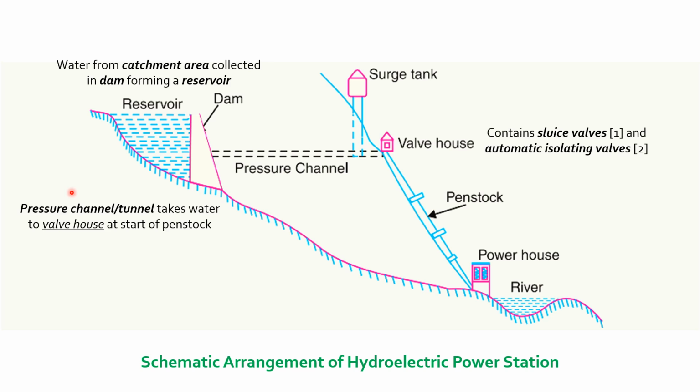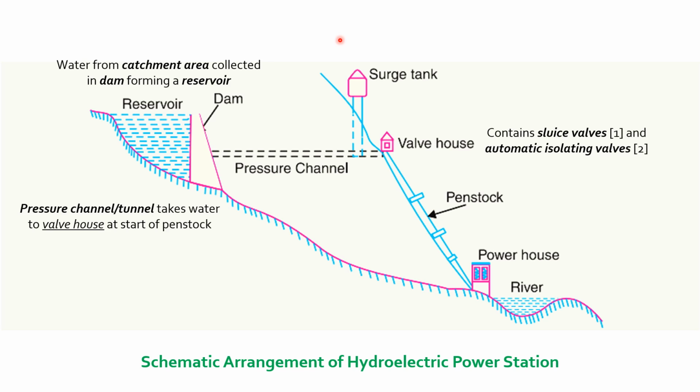So the valve house contains sluice valves and automatic isolating valves. These two valves have different purposes. Sluice valves are there to control the water flow in the penstock, while automatic isolating valves are there to stop water flow if the penstock is ruptured. And these isolating valves can also be butterfly type valves.